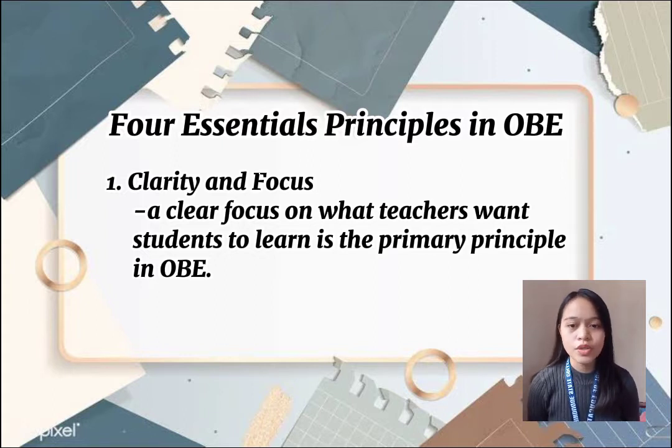A clear focus on what teachers want students to learn is the primary principle in OBE. So, it means that the teachers should bear in mind that the outcome of teaching is learning. To achieve this, teachers and students should have a clear picture in mind of what knowledge, skills, and values must be achieved at the end of the teaching and learning process. This is like looking straight ahead so that the target will be reached.